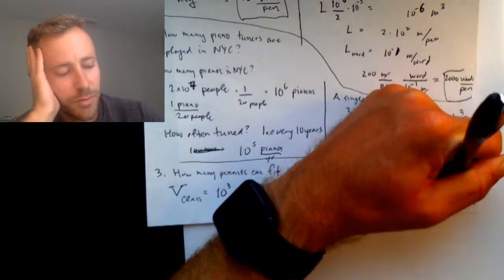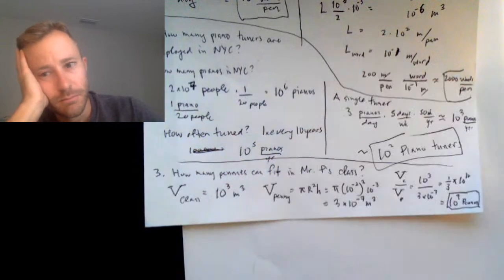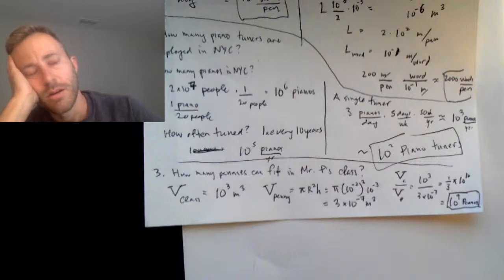It's about 1 billion pennies. All right. 1 billion pennies would be $10 million. So $10 million worth of pennies could fit in my classroom, roughly. All right. Let's keep going with some other ones.